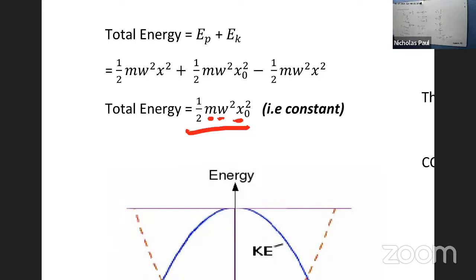What does that formula show? That formula shows that mass is constant, omega squared is constant, and your amplitude is also constant. So if everything there is constant, then what will you get?